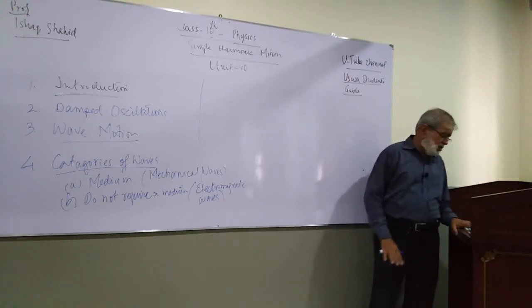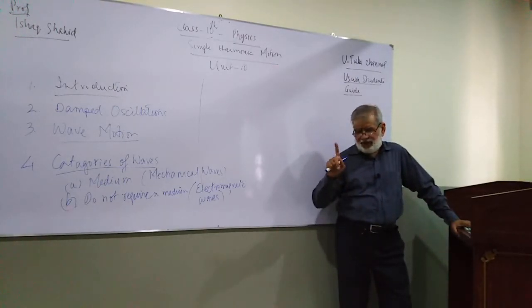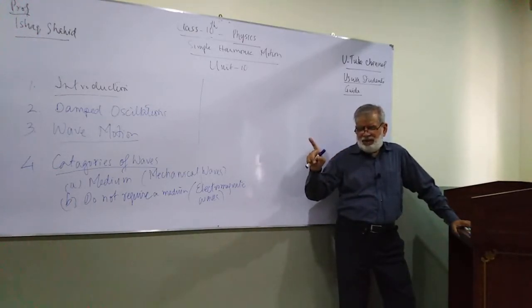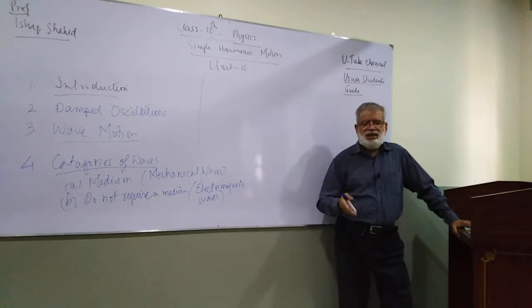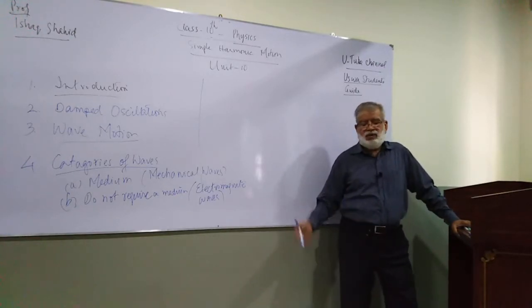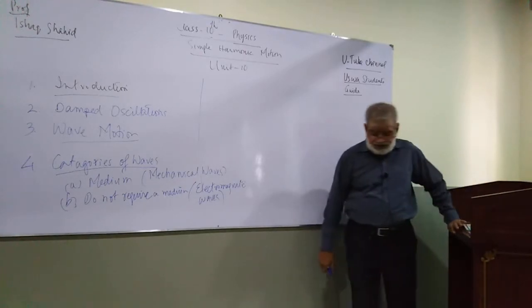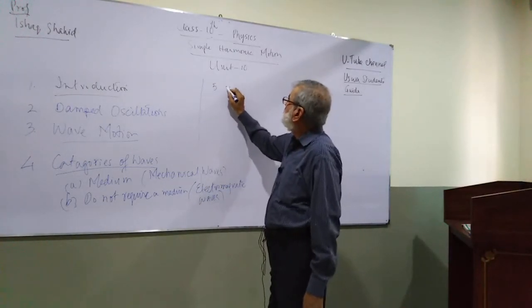So going through it, what are the categories of waves? Two categories: one that requires a medium, and one that does not. Those that require a medium are sound waves or ripple waves, and those which do not require a medium are sunlight, radio waves, microwaves, infrared rays, and ultraviolet waves. Now, what are the types of mechanical waves? There are certain types also of mechanical waves.